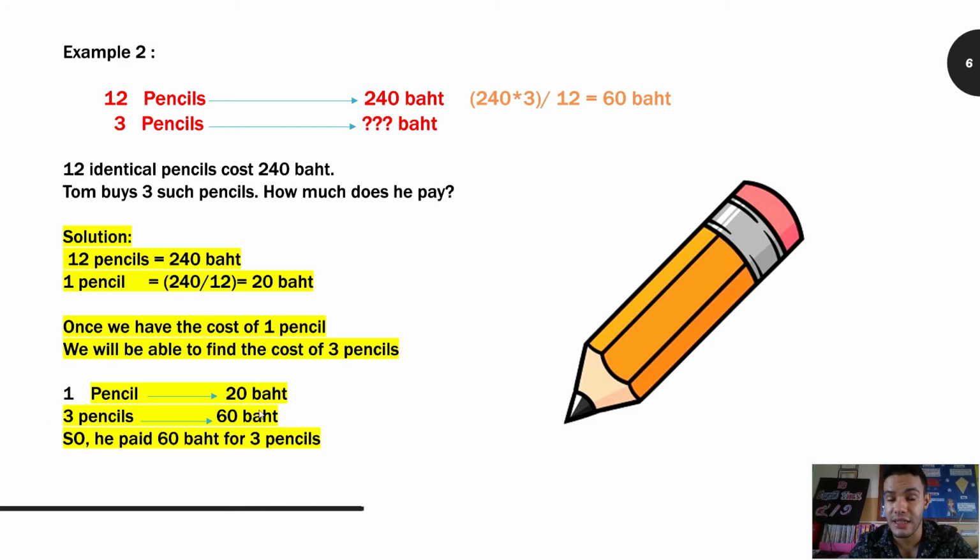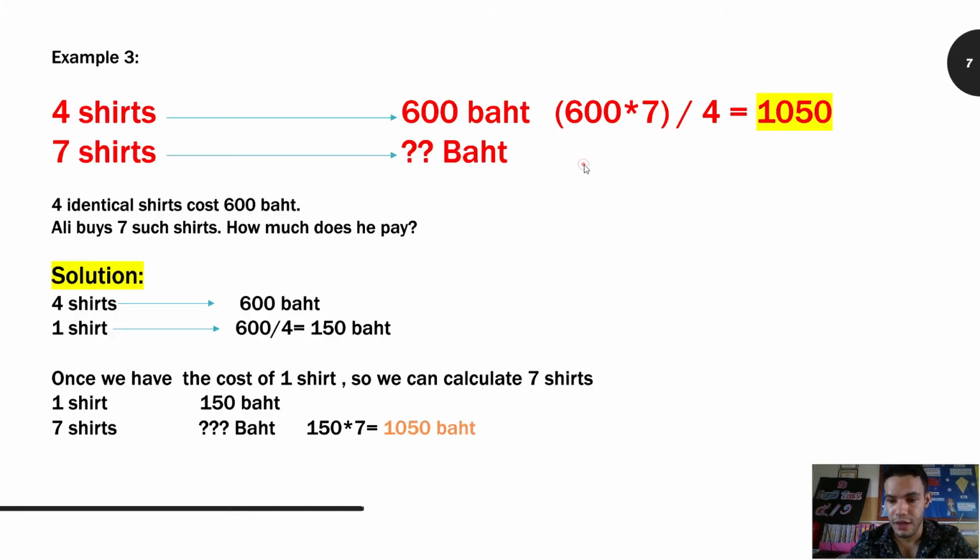Okay, that's the easy way, but you can go straight and use the rule of 3. You don't need to go through this process. You just take 3 multiplied by 240 divided by 12. As I told you, when you go cross, you multiply. When you go straight down, you divide. Okay, great.